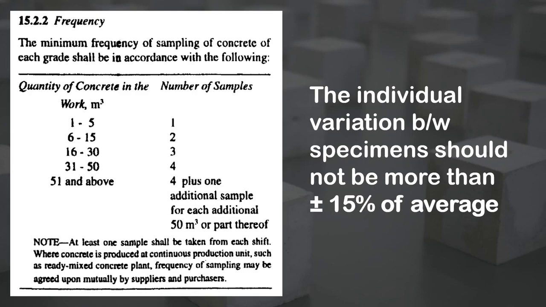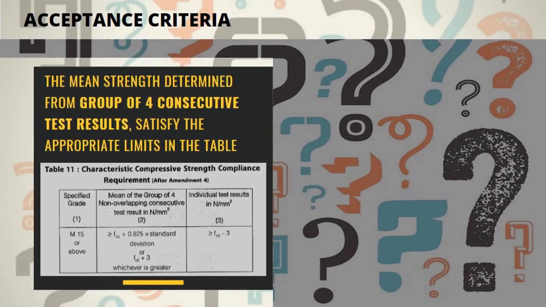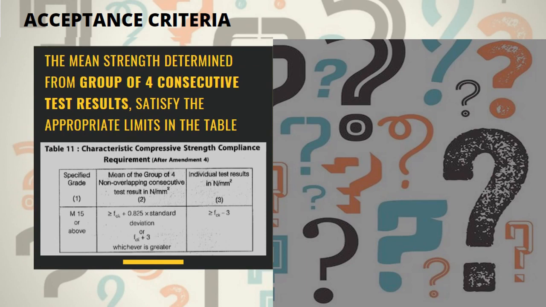So what is the acceptance criteria? First, the mean strength determined from a group of 4 consecutive test results should satisfy the appropriate limits in this table. Table number 11 of IS 456-2000 specifies how much mean strength determined from a group of 4 consecutive test results will satisfy these limits. So this table has to be used to see the characteristic compressive strength compliance requirement. It is in Table 11 of IS 456.